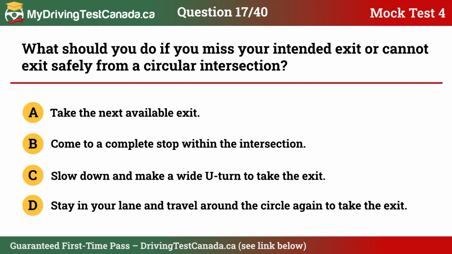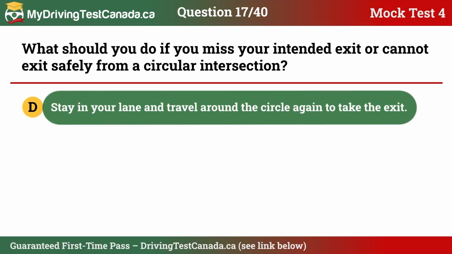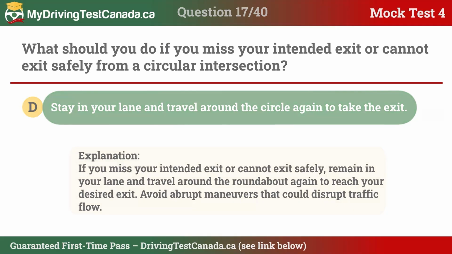The correct answer is D. Stay in your lane and travel around the circle again to take the exit. Explanation. If you miss your intended exit or cannot exit safely, remain in your lane and travel around the roundabout again to reach your desired exit. Avoid abrupt maneuvers that could disrupt traffic flow.